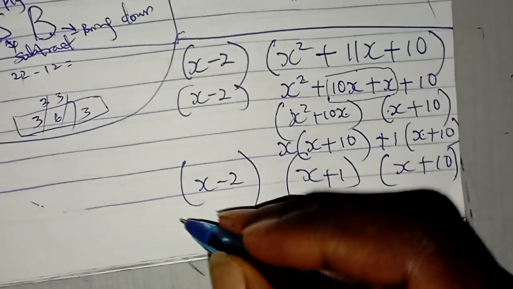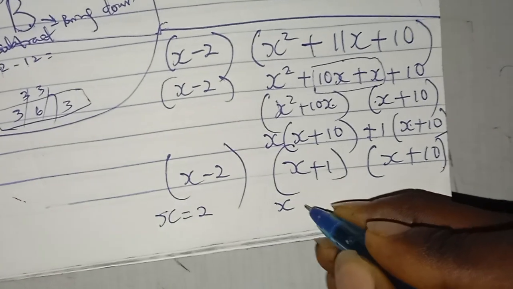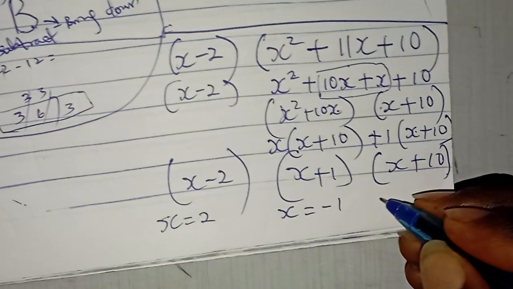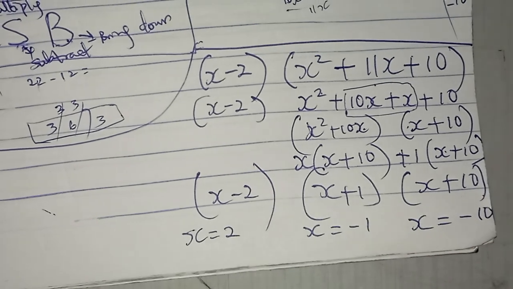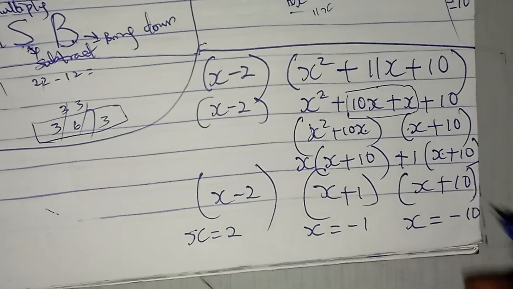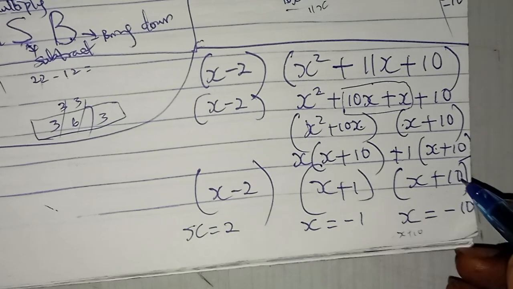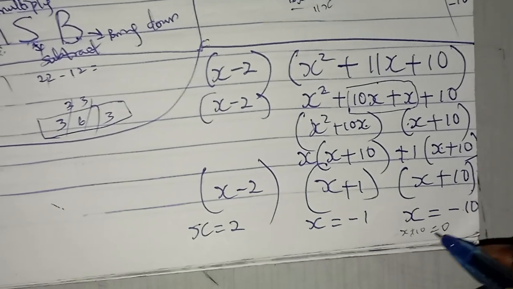And you know that here, this thing means x equals to 2. And here, this thing means x equals to minus 1. And here, this thing means x equals to minus 10. When it crosses over, if you have x plus 10, this thing is equal to 0. When equal to 0, when it crosses over, it becomes minus 10.